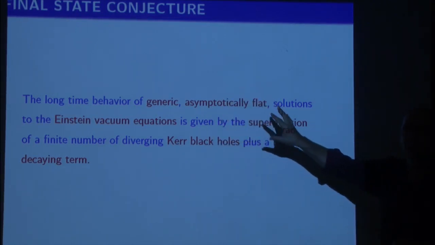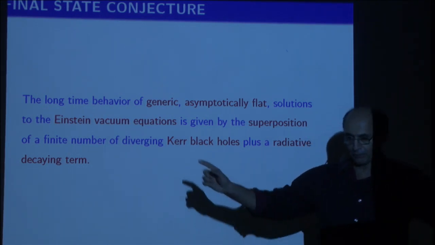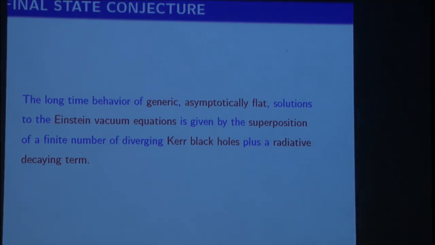And of course, there are similar conjectures that you can make for other PDEs. This is not just typical to Einstein equations. There are similar conjectures that you can make for other important equations. What does diverging mean? Diverging. So they are going away. I'll say more about this in a second. So what you are going to see asymptotically in any region of space is either one Kerr solution or nothing, and in any case, a finite number in total.